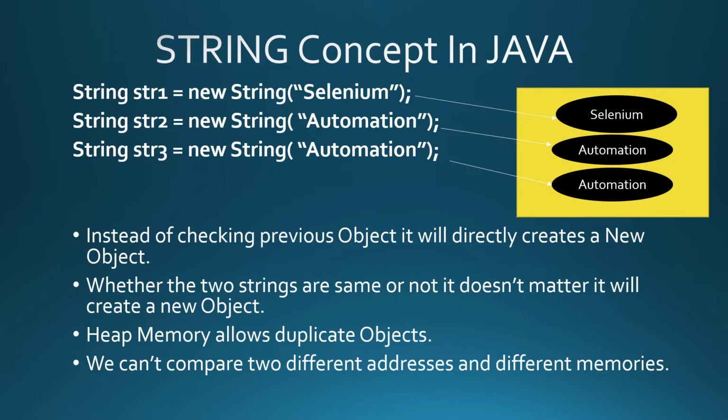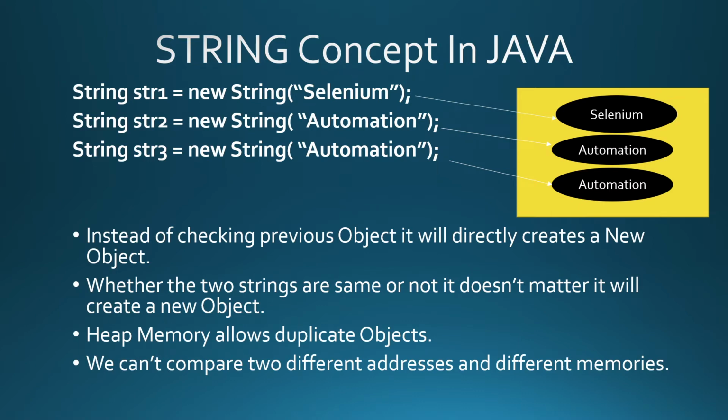Instead of checking the previous object, it directly creates a new object. But when it comes to the string constant pool area, it won't create any new object, it will always point to the previous object reference only. But with the new keyword, every time it gives you a new object to store the object reference inside the heap memory area. Heap memory allows duplicate objects.